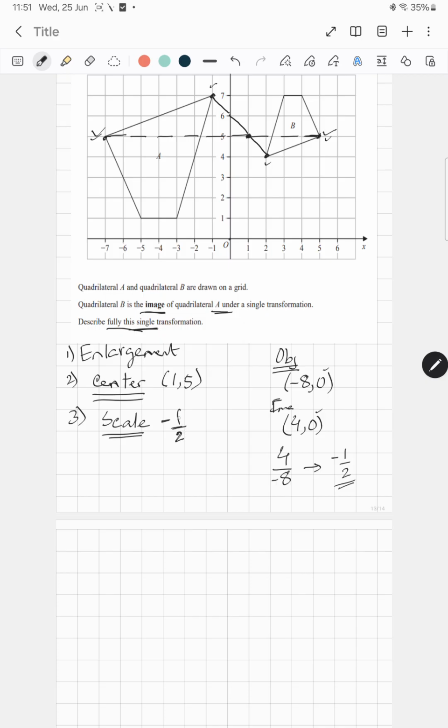There is another way to check whether you are right or wrong. This one is getting inverted. Whenever it is getting inverted, the sign will be minus. And from bigger to smaller, so of course the value will be less than 1. So please try to go through these types of problems. This is the way when the image and the object are given. If it is enlargement, you have to find the center and the scale, and this is the way you will get 3 marks from the question.